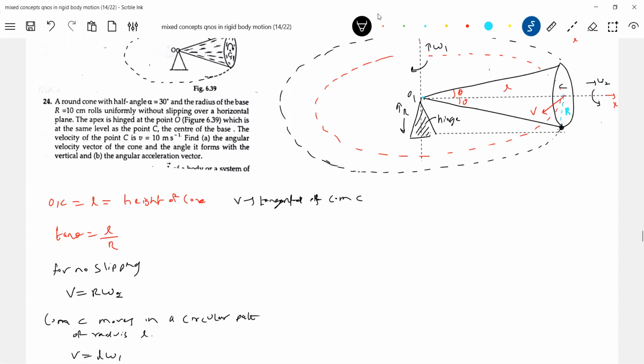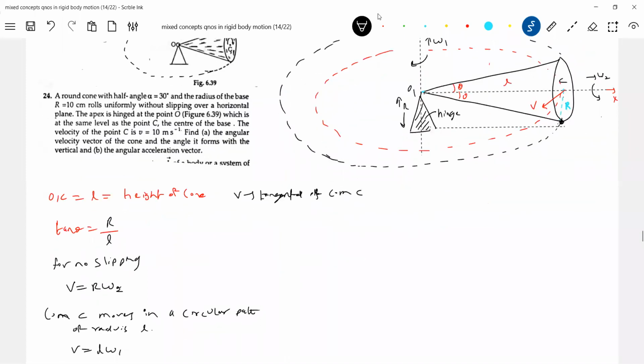Sir, shouldn't tan theta be r by L? Oh, okay, yeah, so what I wrote in the diagram. Oh, yeah, thank you.